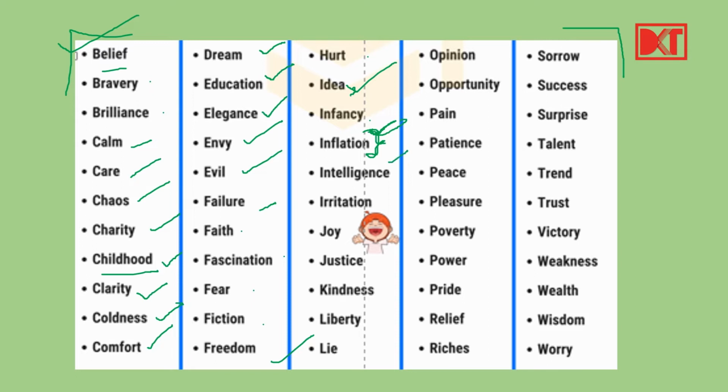Then intelligence, irritation, joy, justice, kindness, liberty, lie, opinion, opportunity, pain, patience, peace, pleasure, power, pride, relief, riches, sorrow, success, surprise, talent, trend, trust, victory, weakness, wealth, wisdom, worry. So let's move on.